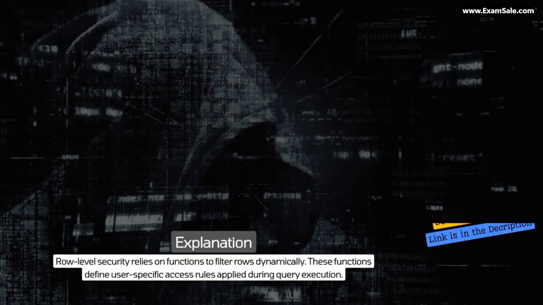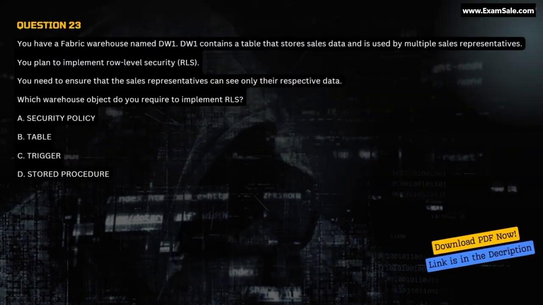Question 23. You have a Fabric warehouse named DW1. DW1 contains a table that stores sales data and is used by multiple sales representatives. You plan to implement row-level security (RLS). You need to ensure that the sales representatives can see only their respective data. Which warehouse object do you require to implement RLS?